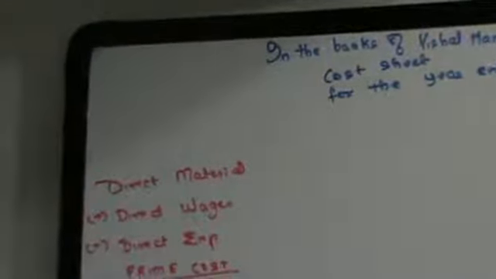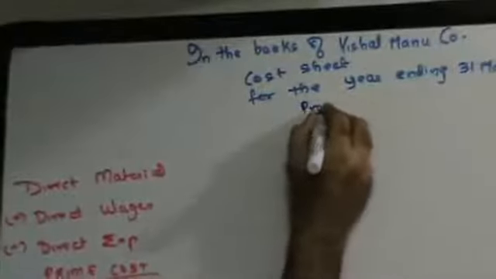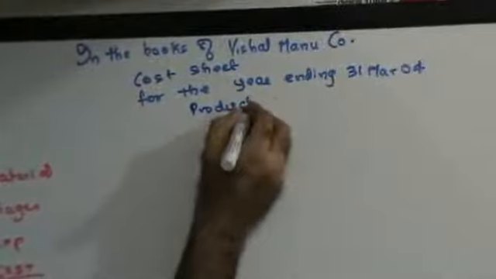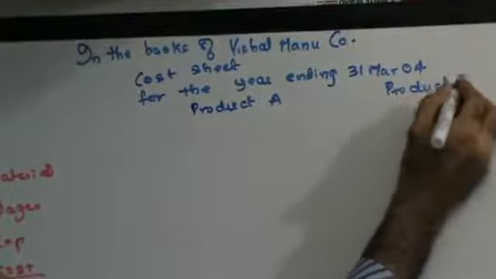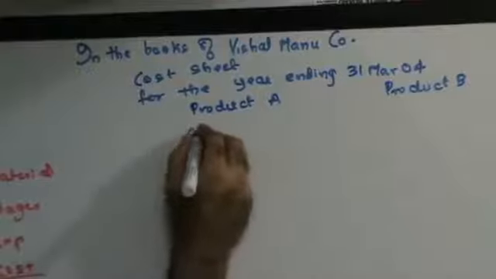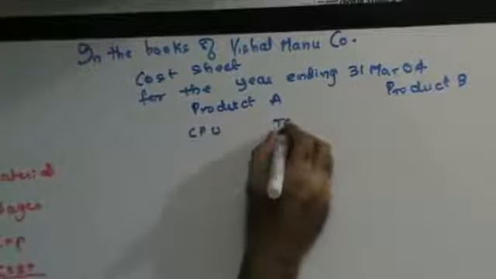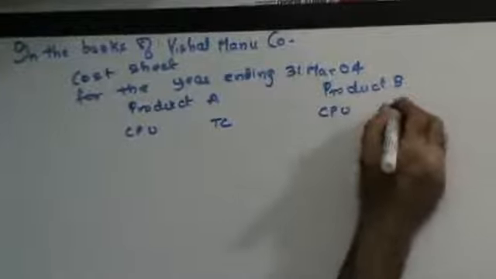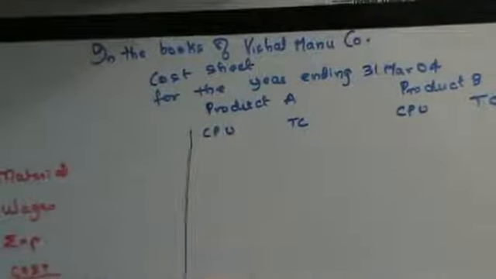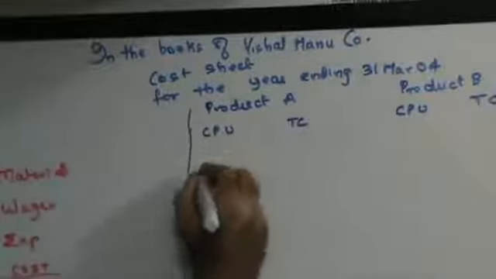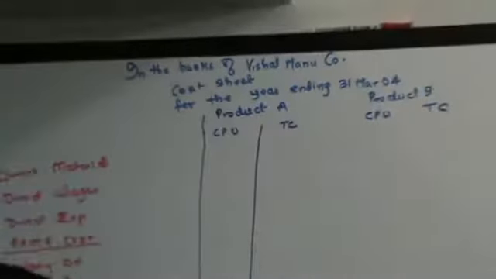Okay. Now, they've given you that there are two products. So, you are going to have product A and product B. Each product is going to have a CPU and a TC. So that is going to be your ruling for this. Product A, product B, CPU, TC, CPU, TC.